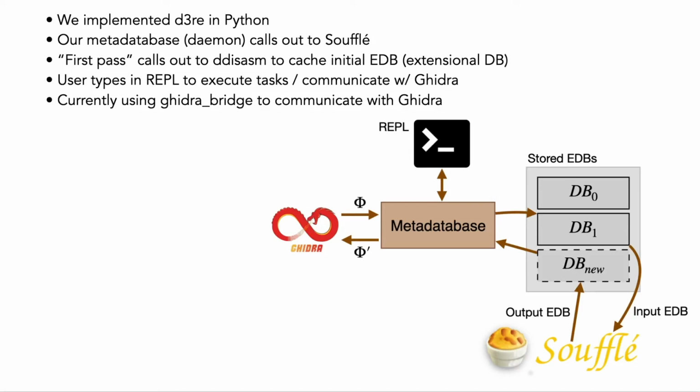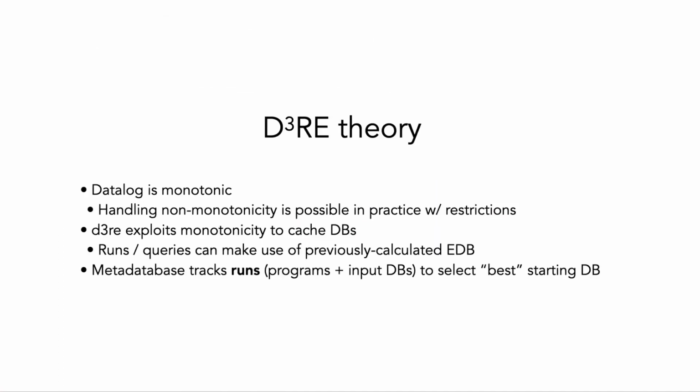We're currently using a plugin using Ghidra Bridge to communicate with Ghidra. However, this is a pretty poor solution because it requires a lot of security compromises. And going forward, one of the first things we plan to do is to replace Ghidra Bridge with our own custom Ghidra extension. Now I'm going to briefly discuss the theory behind D3RE.